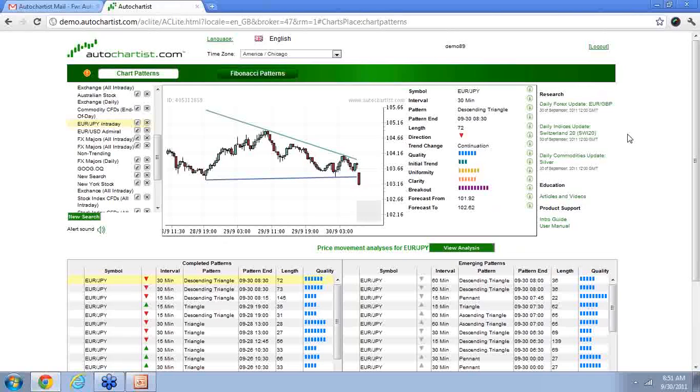You want to just go in and filter for triangles, and then work with, study, and experiment with the different settings for initial trend and breakout. That's the best way to find the types of setups that you're looking for.